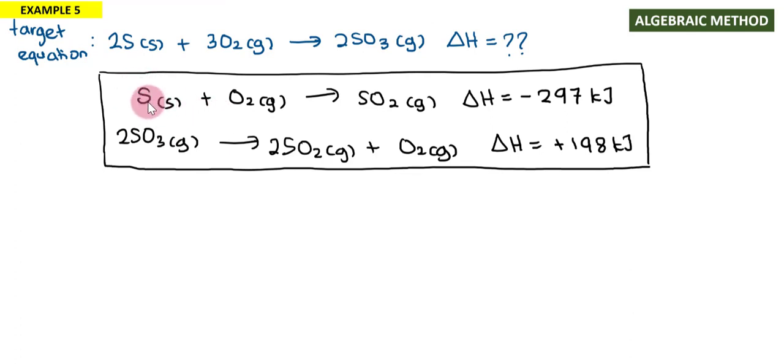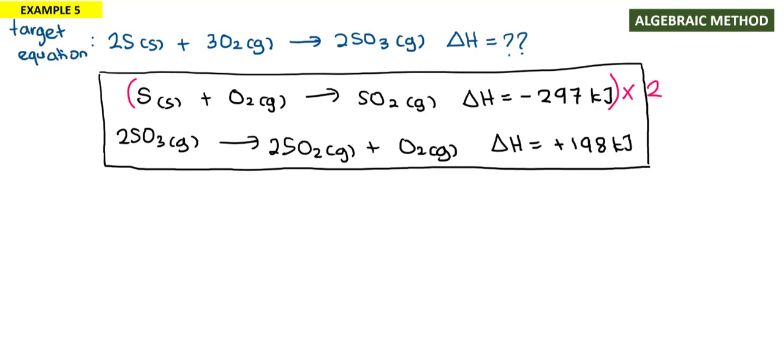1 mole of sulfur reacts with 1 mole of oxygen to produce 1 mole of sulfur dioxide, where the reaction is exothermic with negative 297 kilojoules. If I compare it with my target equation, I need 2 moles of sulfur on my reactant side. Here, the sulfur is already on the reactant side, but I only have 1 mole of sulfur. So to get 2 moles of sulfur, I need to multiply all of this by 2, including the delta H as well.